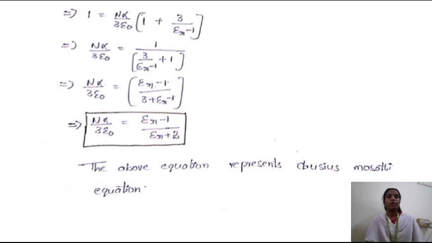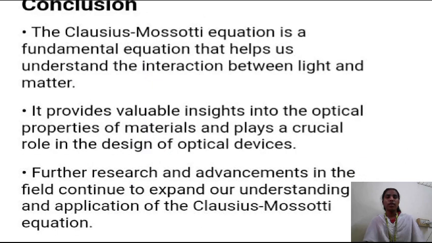N alpha by 3 epsilon naught equals epsilon r minus 1 by epsilon r plus 2. The above equation is known as the Clausius-Mossotti equation.